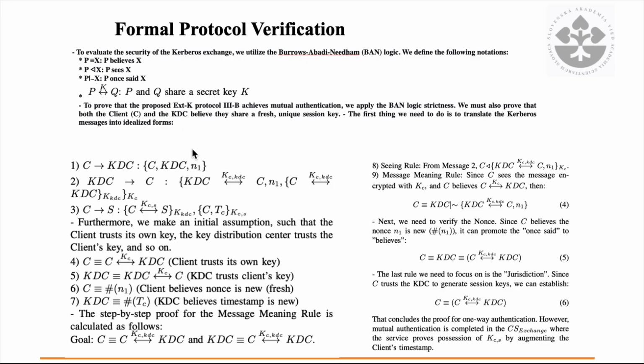Now, to prove that the proposed protocol achieves mutual authentication, we also apply the BAN logic strictness. We must also prove that both the client C and the KDC sender believe they share a fresh or unique session key. Therefore, the first thing we need to do is to translate the Kerberos messages into idealized forms.